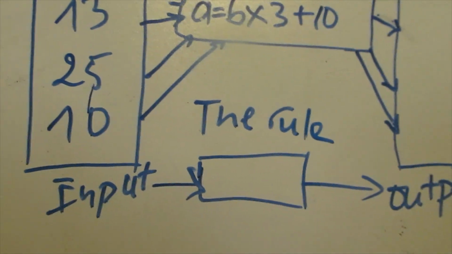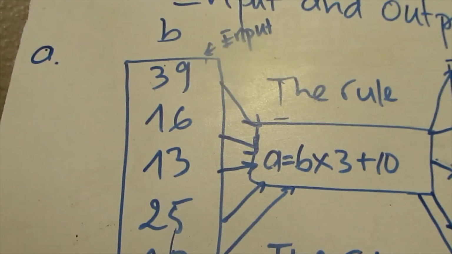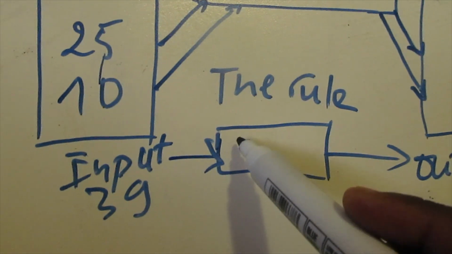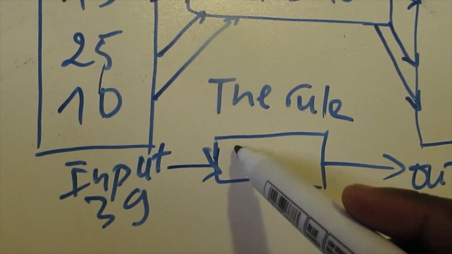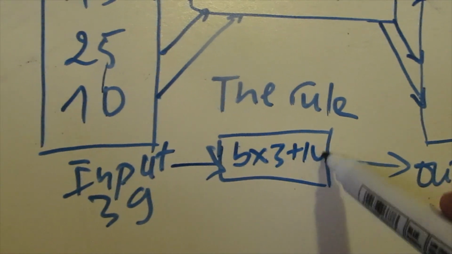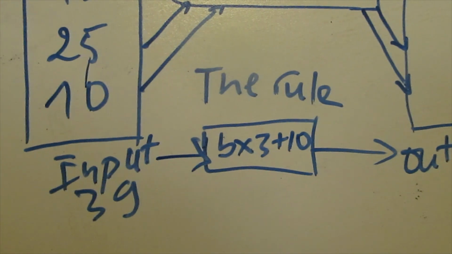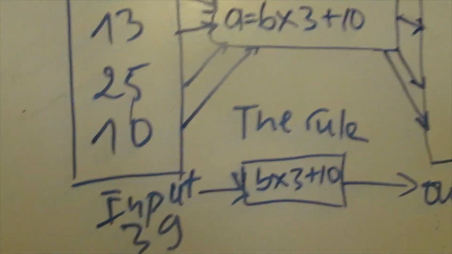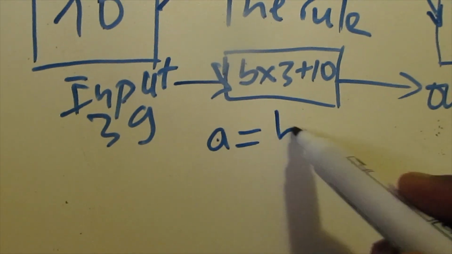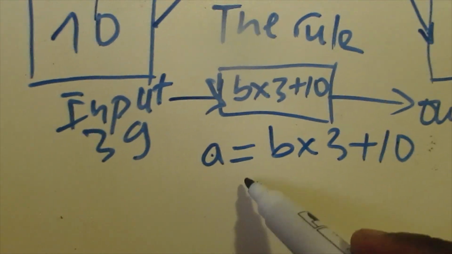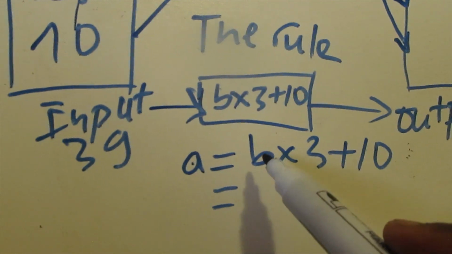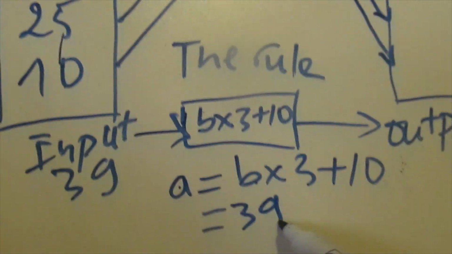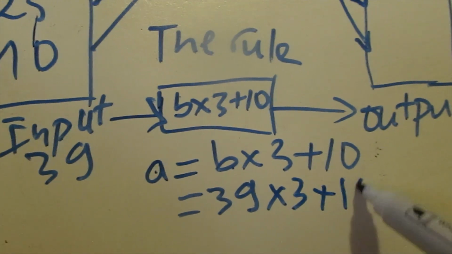We can say, for example, the first input is 39. If we put 39, here we must find the rule. Our rule is B times 3 plus 10. It's also the same thing, so that we can get our output. In this example, to find our output A, we go as they gave us: A equal to B times 3 plus 10. Then we just replace the value, because we already have the value of B for the first output. Our B is 39, so we replace 39 times 3 plus 10.